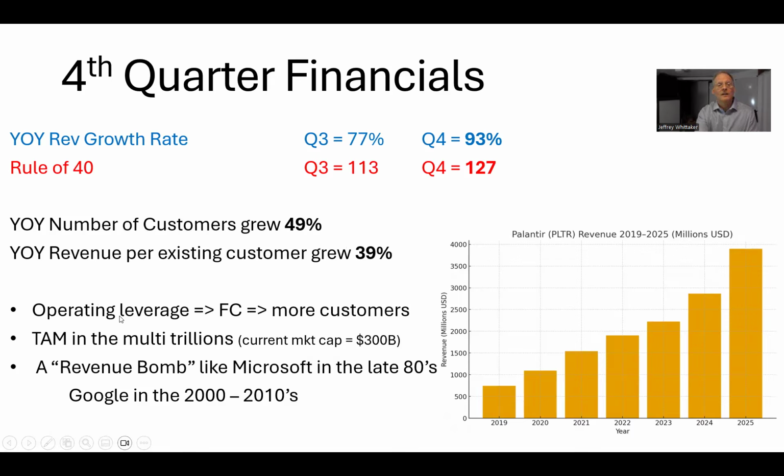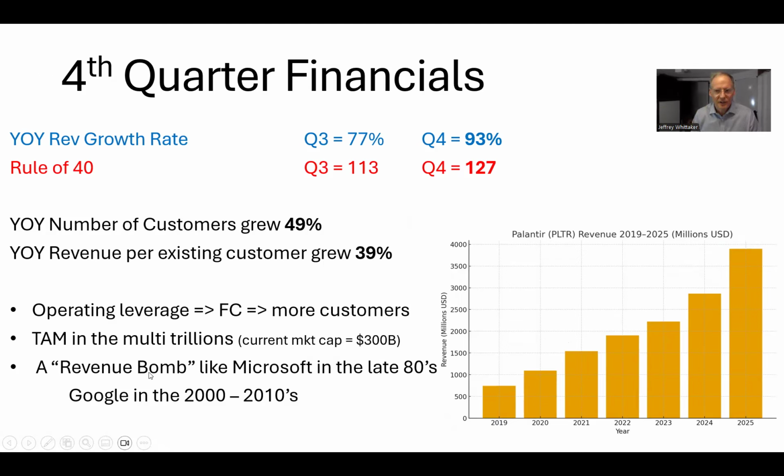And this all falls into the model of a company with large fixed costs, and as they add customers, that leverages those fixed costs over more customers, and it's dropping more and more profit to the bottom line. I think the total addressable market for this company is in the trillions, and the current market cap is only $300 billion. So there is a huge runway ahead of it. Here's a little graph that shows the annual revenue over the past few years, and how incredibly steady this growth has been.